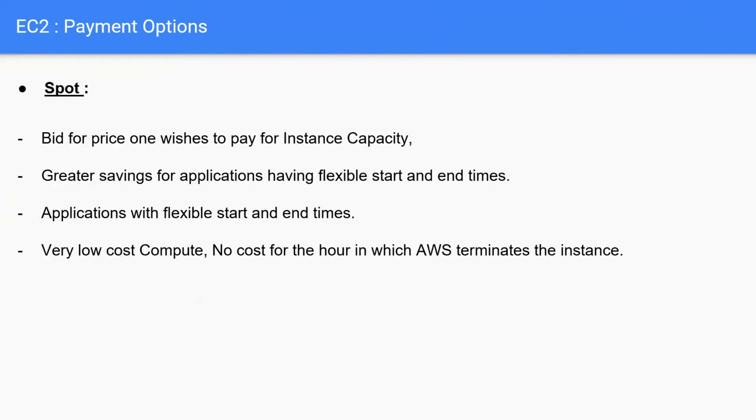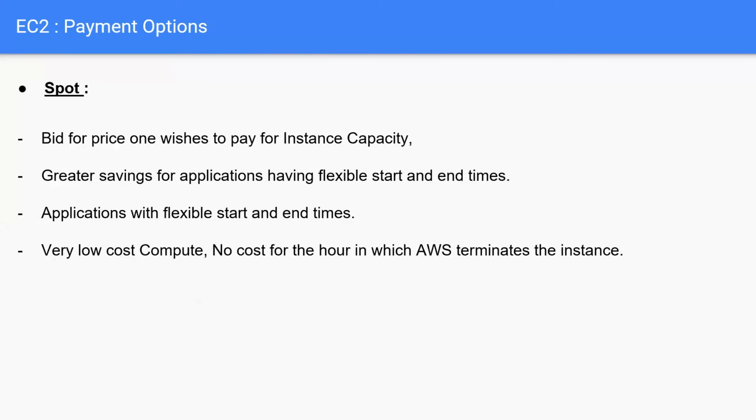Now the problem with this type of instance is that as soon as any other client bids a higher price than yours, you will lose the instance and the instance would be assigned to the other guy. So there is no predictability or stability of your instance, and that is why this kind of EC2 instance needs an application which has flexible start and end time. And you need to make sure that when the instance is snatched away from you, you have stored the work done by your application using some other service or any other resource.